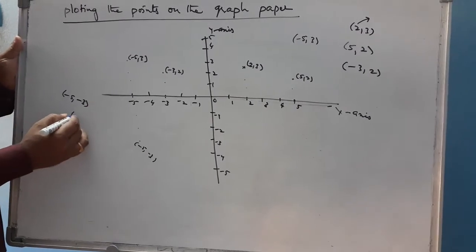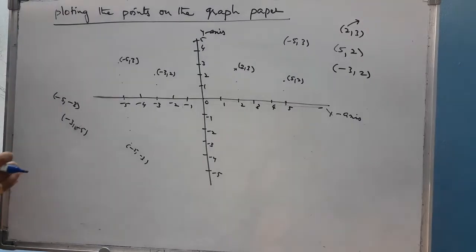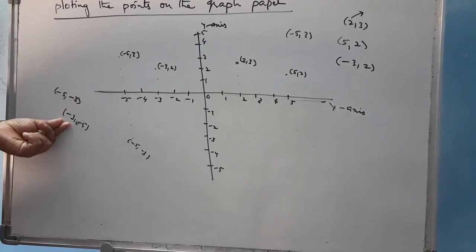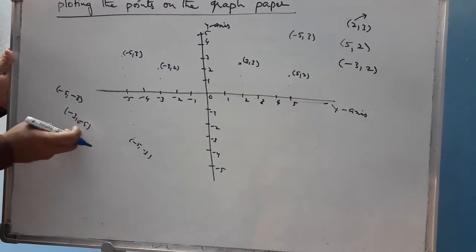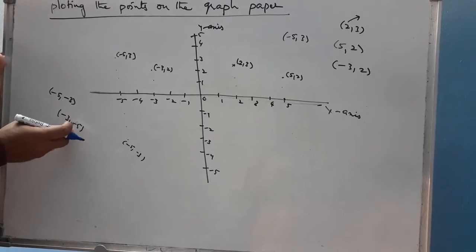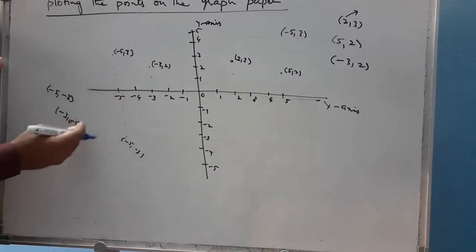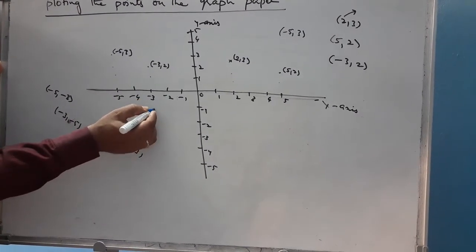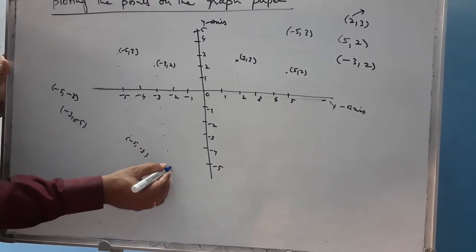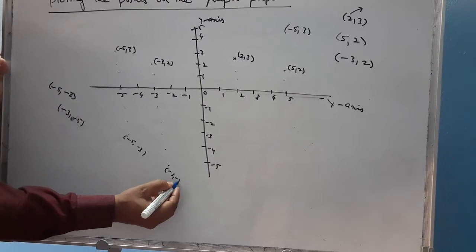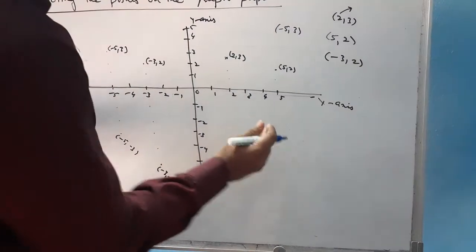Another example, (-3, -5). Here I am taking the -3 on the x-axis. Here it is -3 on the x-axis. The y coordinate is -5. It is negative. Negative means we have to move downside from the -3. So how much? 5 units. So here 1 unit, 2 unit, 3 unit, 4 unit, and it is a 5 unit. So it is nothing but (-3, -5). Now we are taking another example for this one.